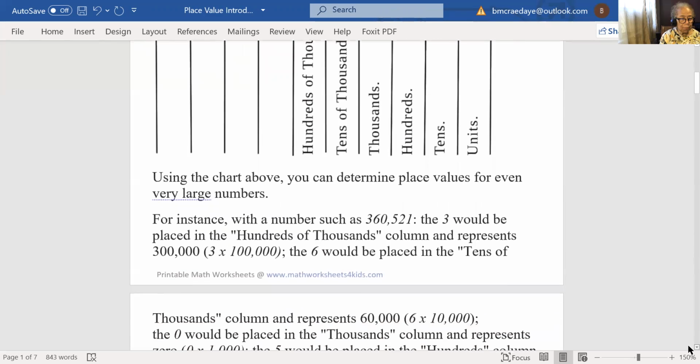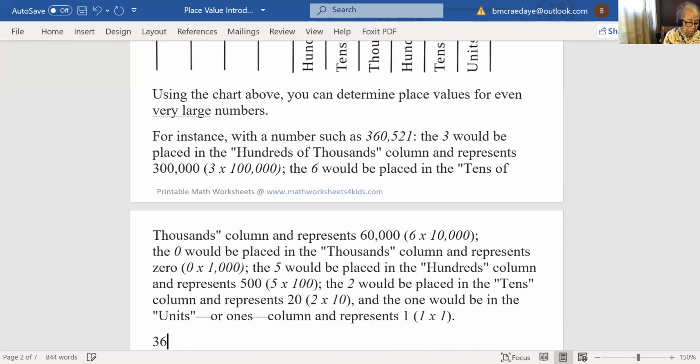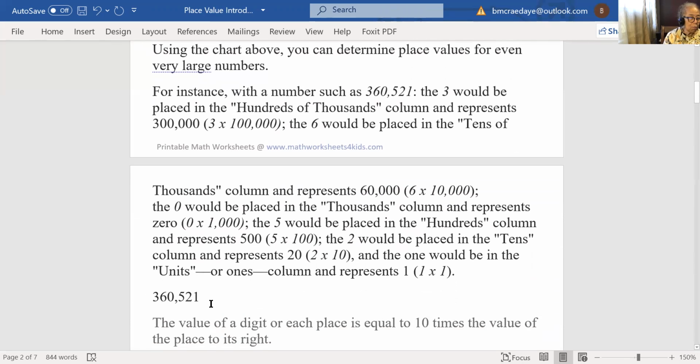For instance, 360,521. In other words, that number is 360,521. That's what that number is in words. Now notice here the 3.